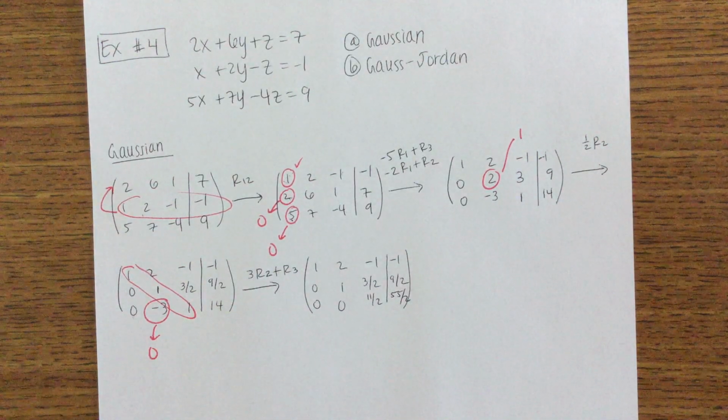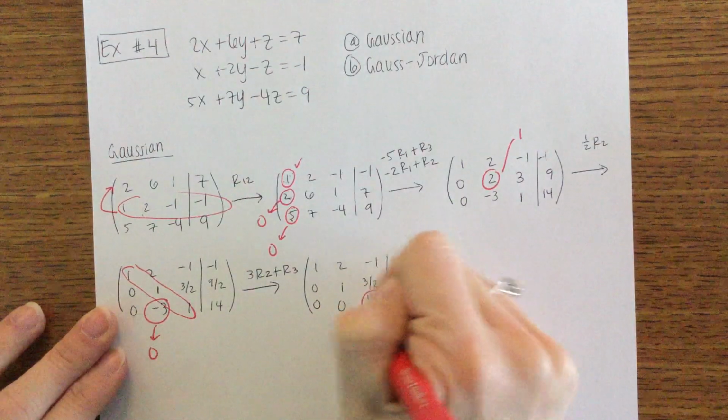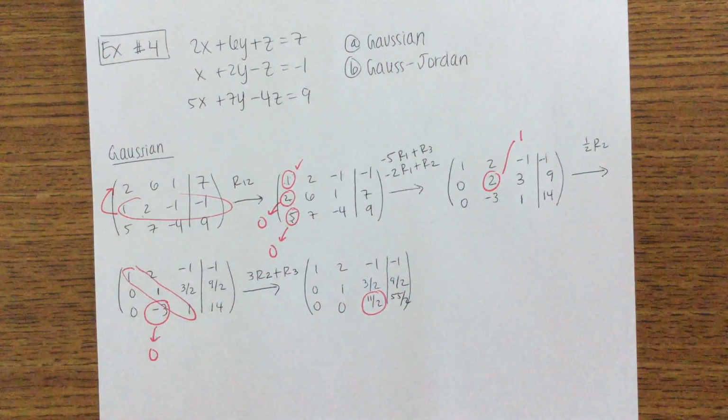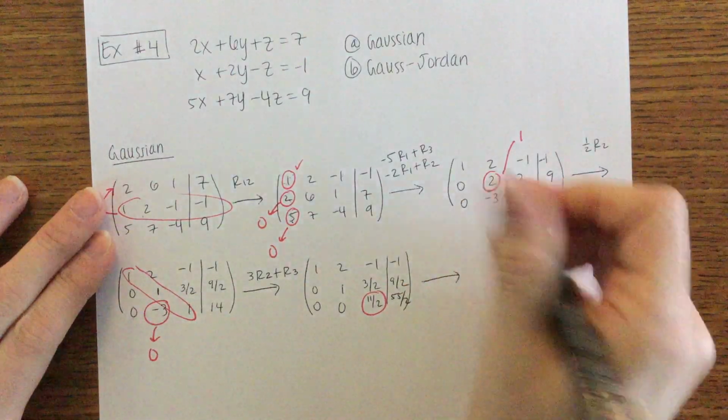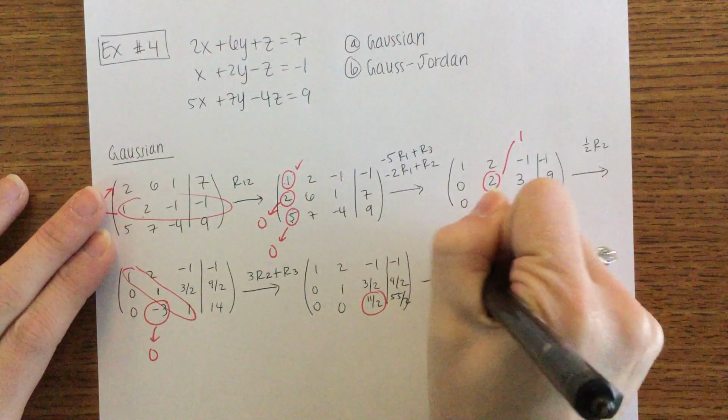We're almost there. Now, what messed us up is we need a 1 there. So what am I going to do? Multiply by 2 over 11. So I'm going to get 2 over 11 times row 3.